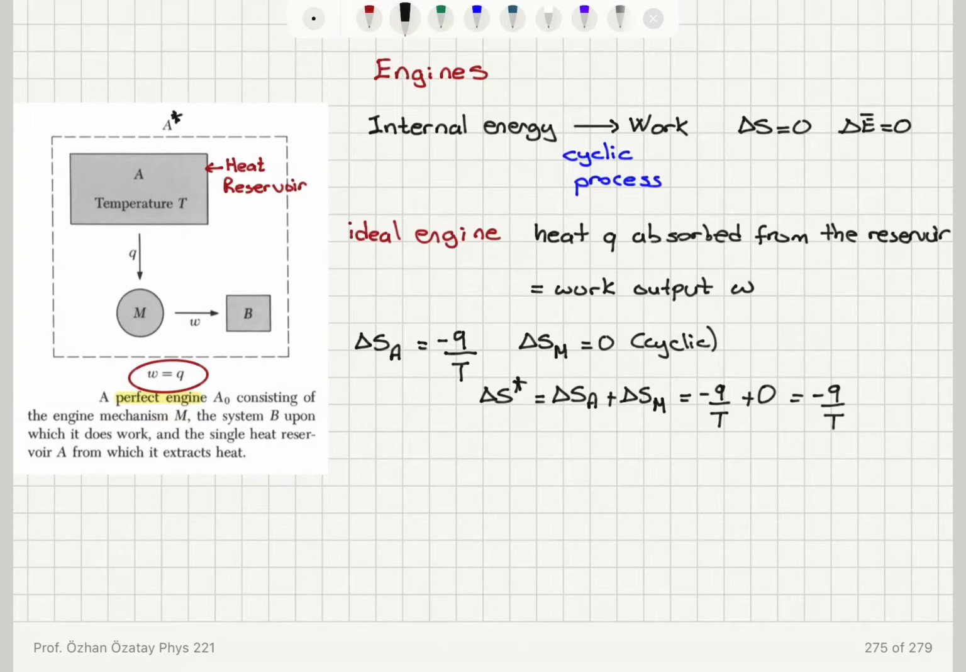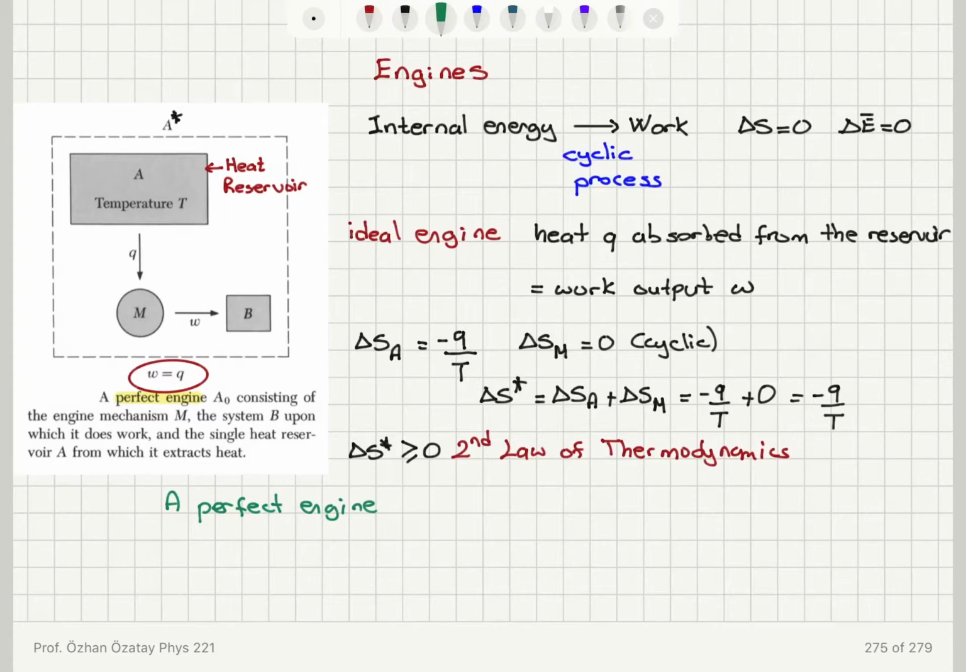And according to the second law of thermodynamics, delta S star must be greater than or equal to 0. However, I found that if you build a perfect engine, the entropy change in the total isolated system A star would be minus Q over T. Therefore, we find that a perfect engine cannot be built, because it violates the second law of thermodynamics.